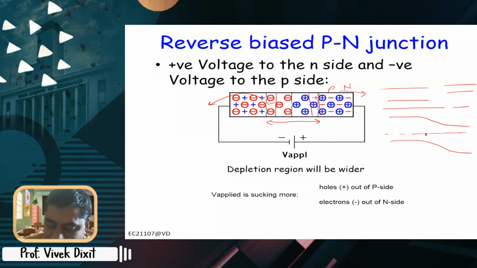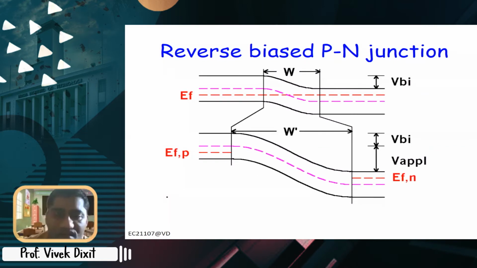Now Fermi level is energy, and energy is minus Q times voltage. We are applying a positive voltage, so the energy will change by minus QV. So it will go down by QV. So this will be your Fermi level, and then these bands will bend further. So the overall barrier will increase: the overall potential barrier is the built-in potential plus the applied voltage.